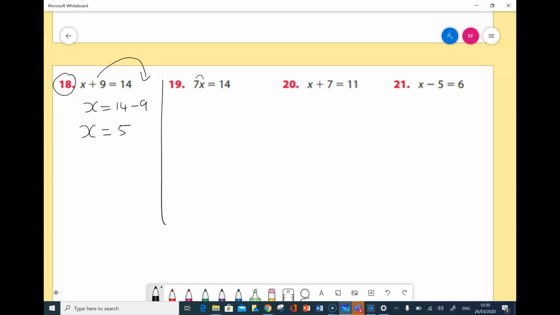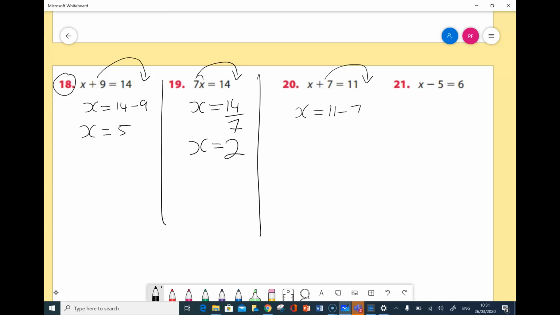Now here the 7 is multiplying the x. So when the 7 comes over, it changes from multiplying to dividing. 14 divided by 7 is 2. Here I've got x plus 7 is 11. So when plus 7 comes over, it'll become minus 7. So x equals 11 minus 7. x is equal to 4.